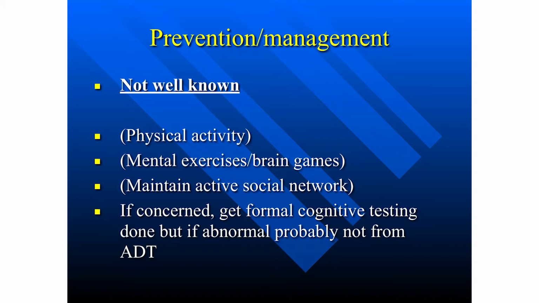How do we prevent or manage this? Well, because we don't even know if it's real, we don't really know how best to manage it. General recommendations for good brain health in people who want to prevent Alzheimer's and other dementias, because this is a lot of what I do in my non-cancer world: We know that regular physical activity helps to prevent cognitive decline. We know that mental exercises or brain games, whether on the computer or pencil and paper, stimulate the brain and can help keep the apparatus working well and reduce the risk of cognitive decline. We know that maintaining an active social network with people around you that you interact with and engage with can reduce the risk of developing dementia.